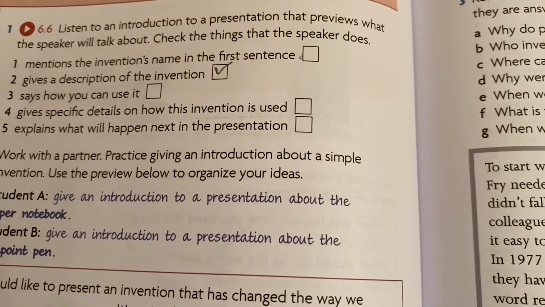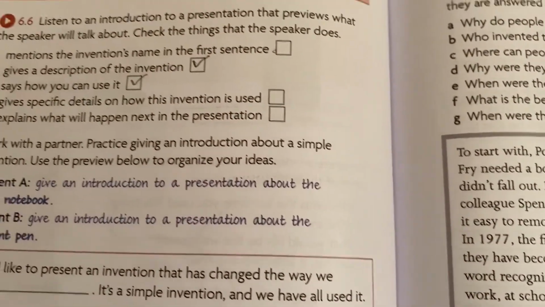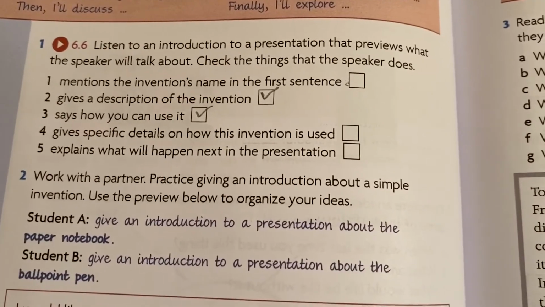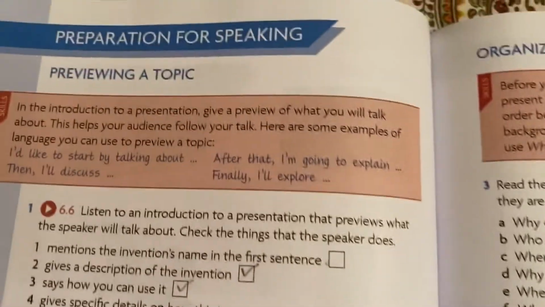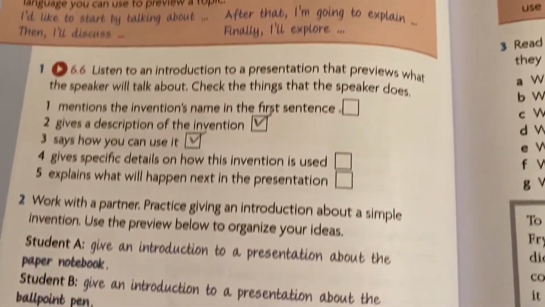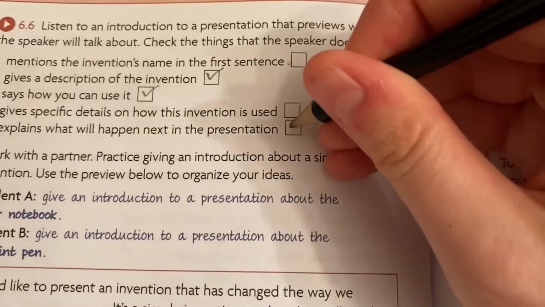Does he say how you can use it? Yes, he does. Does he give specific details on how this invention is used? No. No specific details in the introduction. He's only giving an overview of what he will mention. Does he explain what will happen next in the presentation?